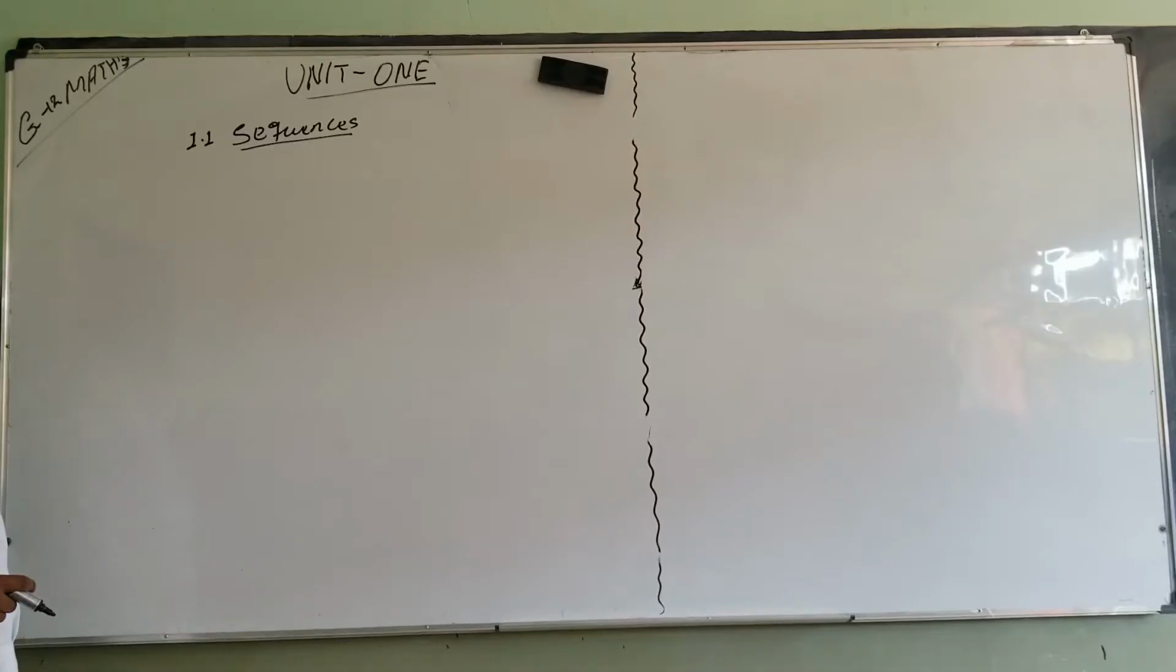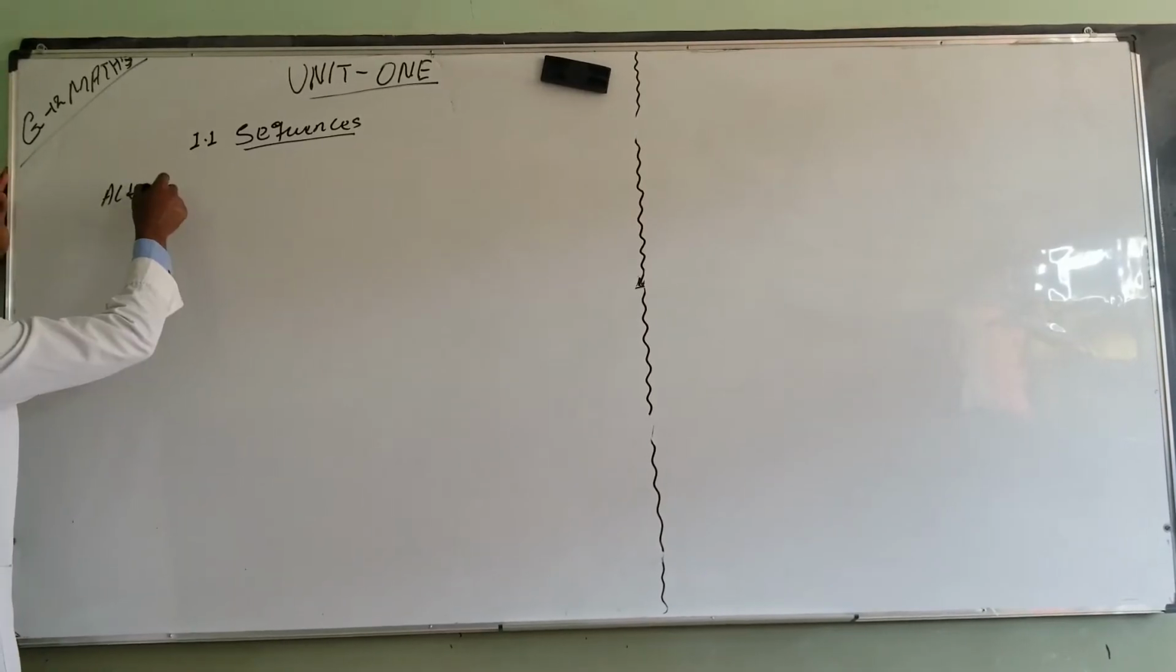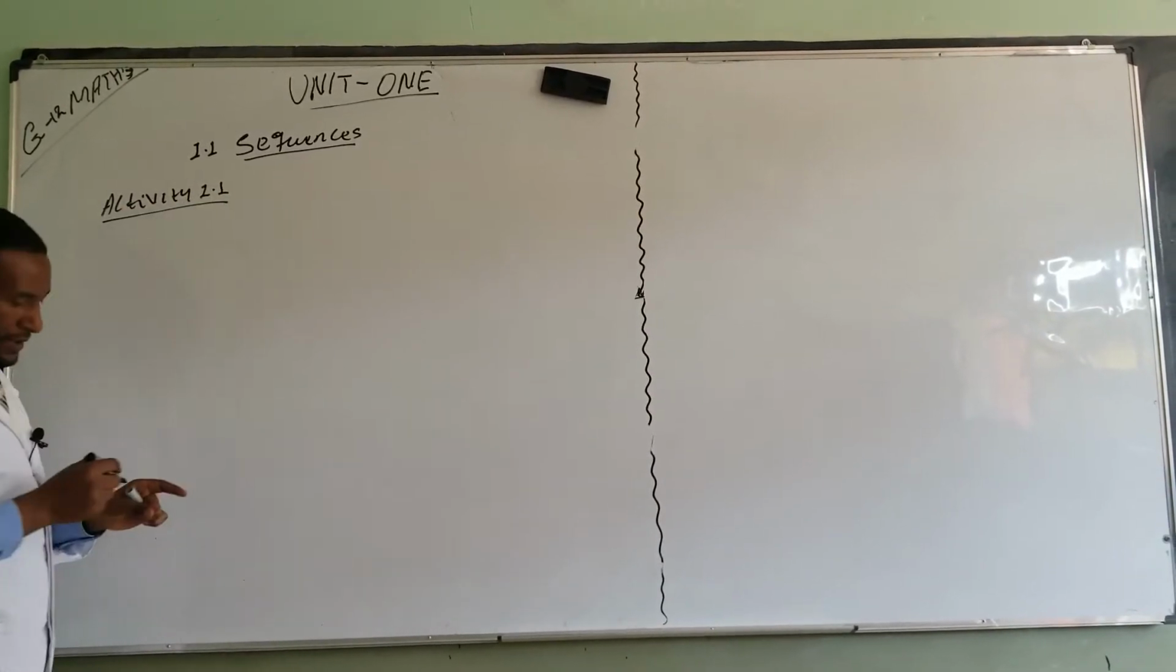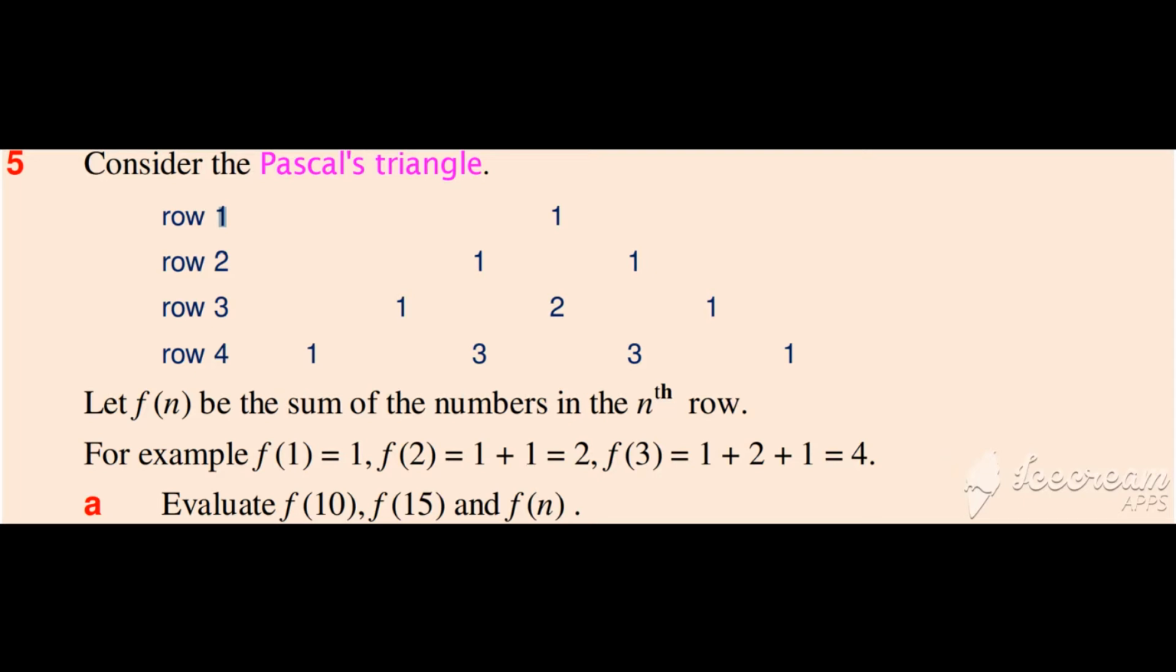Before we see the sequence, let us see the activity 1.1, question number 5. Consider the following Pascal triangle. Then let F(n) be the sum of numbers in the nth row. For example, f(1) is equal to 1. That means f(1) is the sum of numbers in the first row. In the first row, 1 by itself.